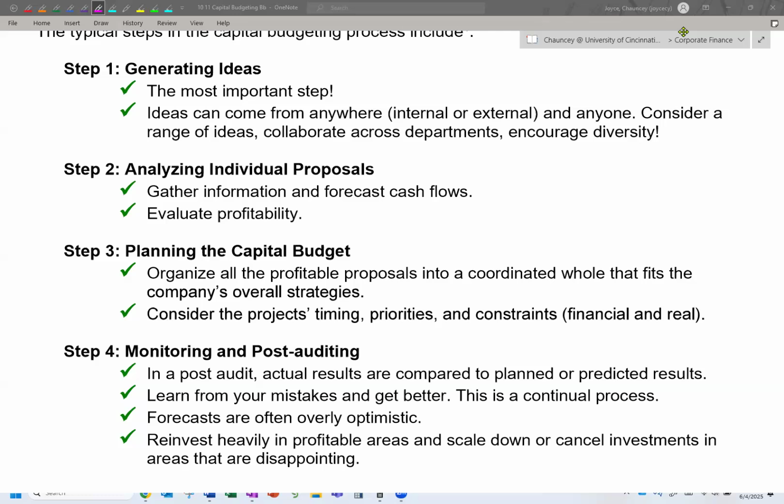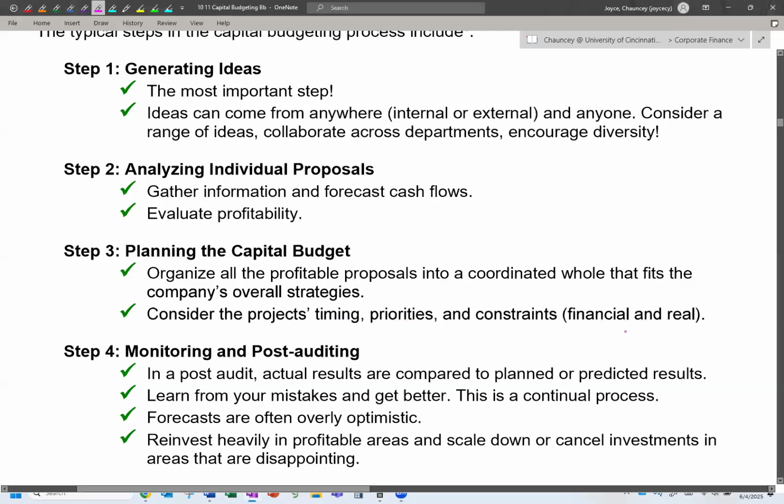Step three, we plan the capital budget, organize all the profitable proposals into a coordinated whole that fits the company's overall strategies. Typically, capital is limited, so we need to make choices, hence the budgeting term. We can't invest in all capital or all long-term assets that we want to buy, so we have to budget what we can. We have to consider the project's timing, priorities, and constraints, both financial and real.